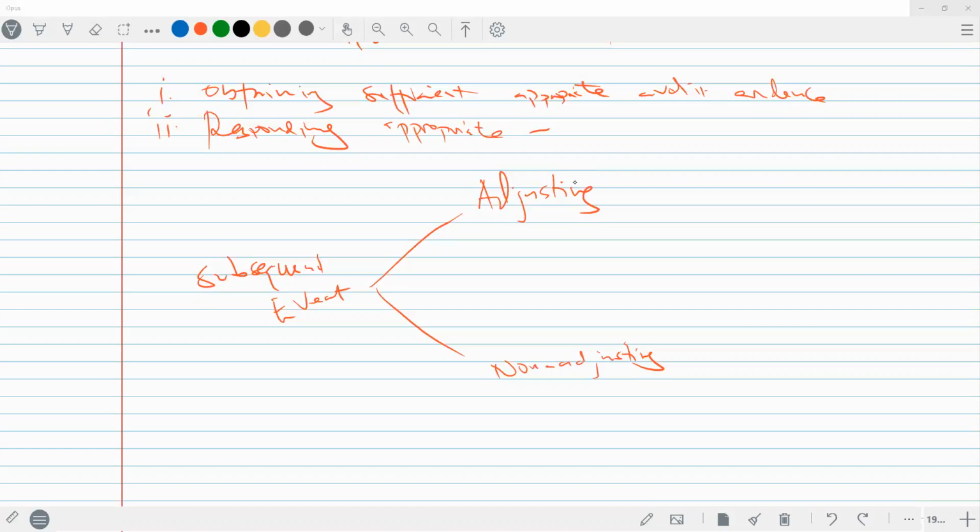I don't think there's anything else. Is there anything else about adjusting events? The key thing you need to get is the objectives of the auditor, or the key distinction between the adjusting event and the non-adjusting event. I think that is it, unless you have a question.